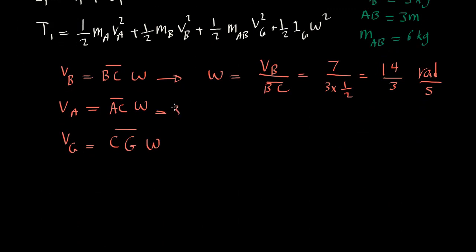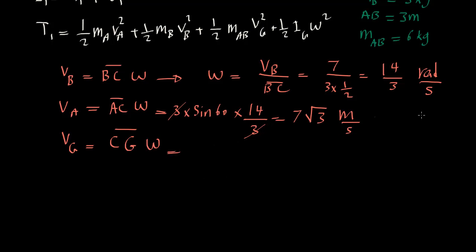So this is 3 times sine 60 times omega, which is 14 over 3. Sine 60 is square root of 3 over 2. Here we can cancel out the 3's. So this would be 7 square root of 3 meter per second.